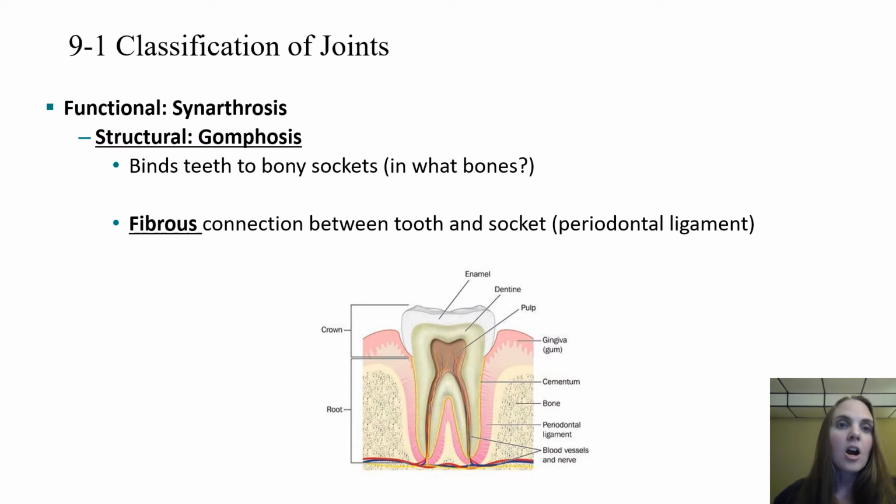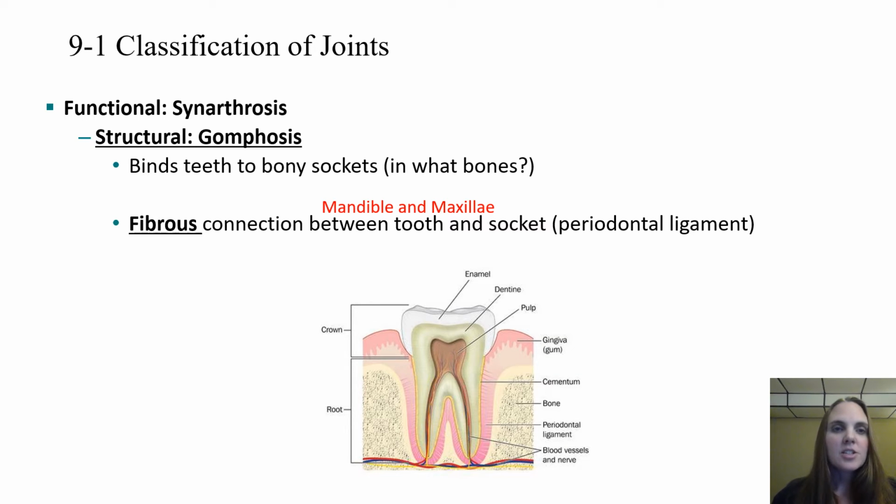Then we have our gomphosis. So this is the joint that binds our teeth into the bony socket. And quiz yourself here again. Which bones of the skull are the teeth bound to? Let's see if they'll pop up for me. There we go, our mandible and maxilla.